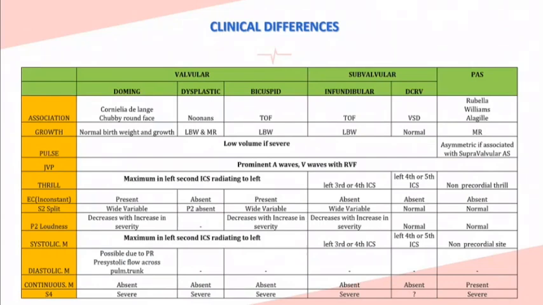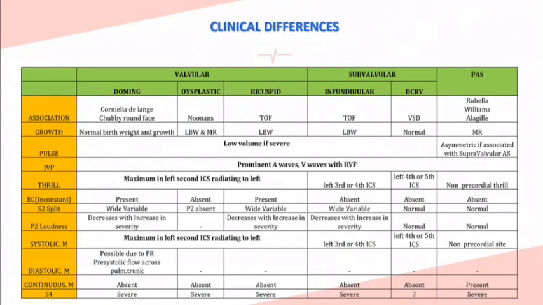Whereas usually the child has low birth weight in dysplastic and bicuspid valves, and also infundibular obstruction. Mental retardation is more common with children born with congenital rubella syndrome, Williams, and dysplastic valve. And the pulse is low volume once RV failure ensues, and it can be asymmetric if it is associated with supravalvular aortic stenosis as with Williams syndrome.